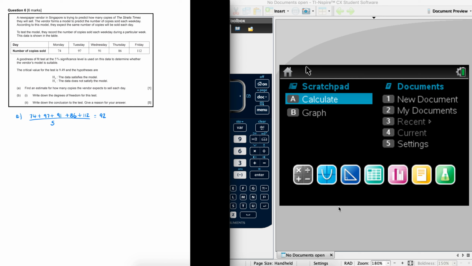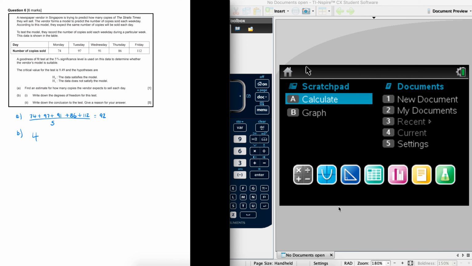To do this, we need to write down the degrees of freedom for the test, which is part B. The degrees of freedom is the number of rows minus 1 times the number of columns minus 1. It's got 1 row of data, and we've got 1, 2, 3, 4, so the degrees of freedom would be 4. It's basically just 1 less than the data you've been given. You've been given 5 days, so you want 4.